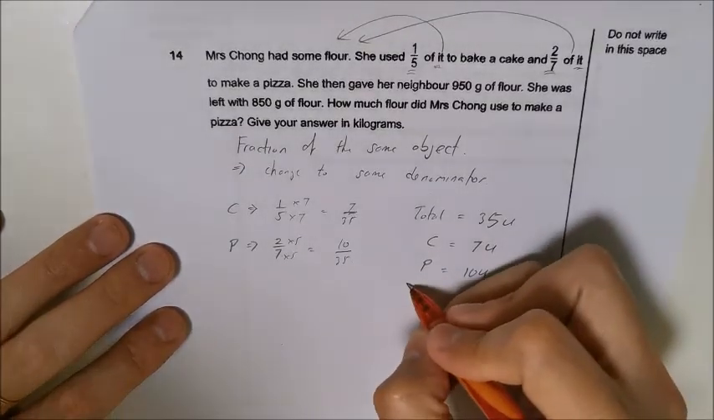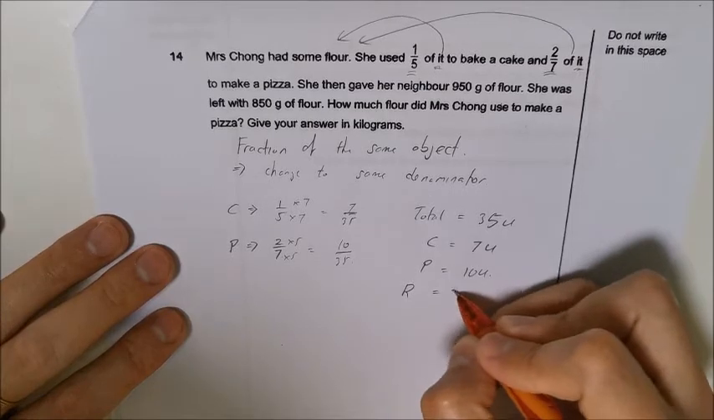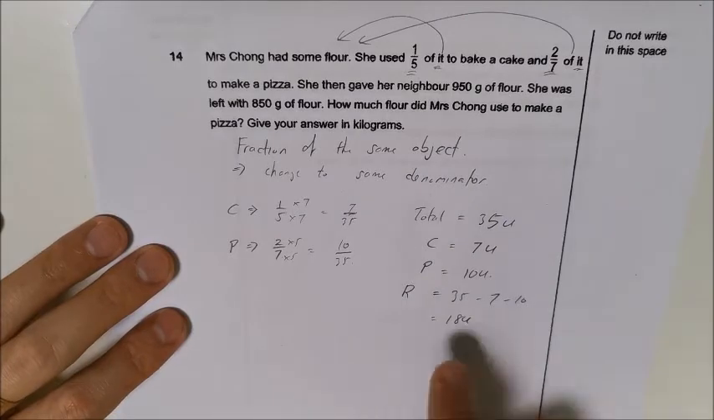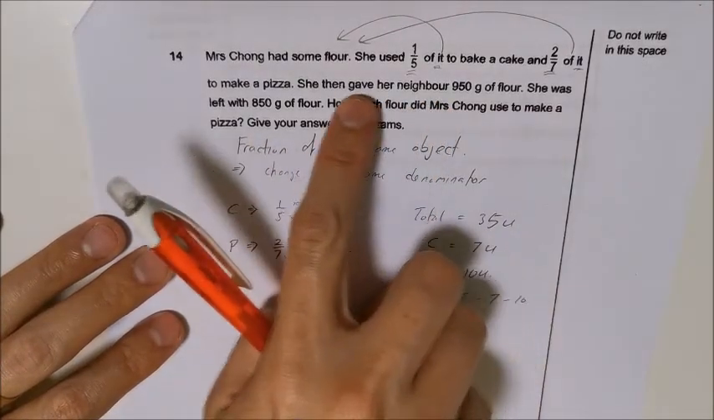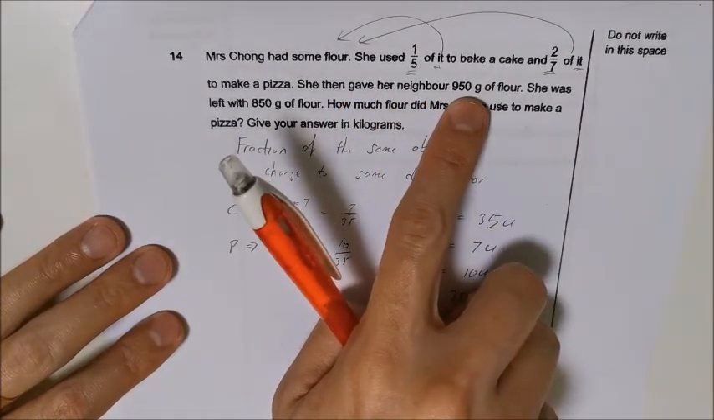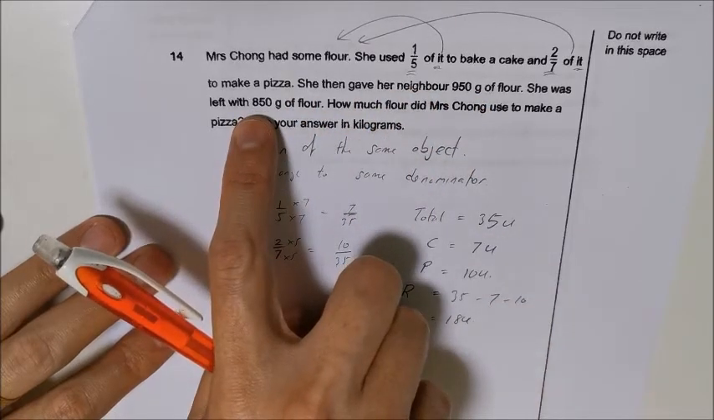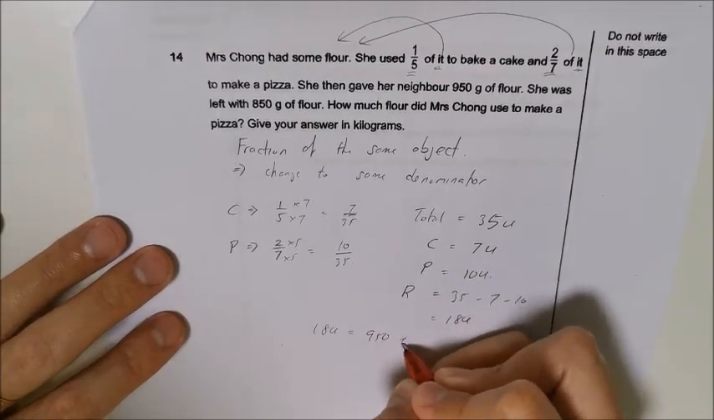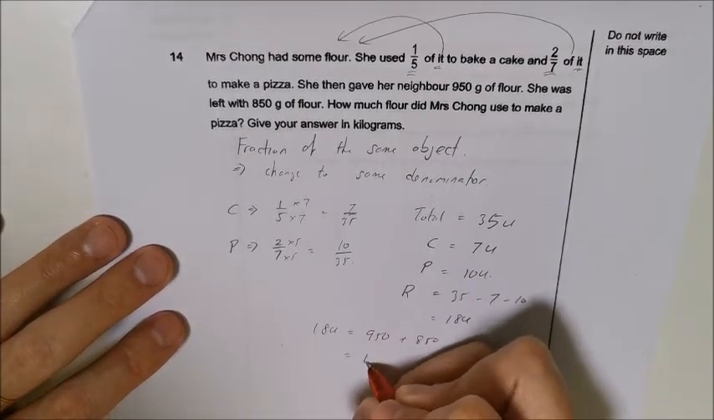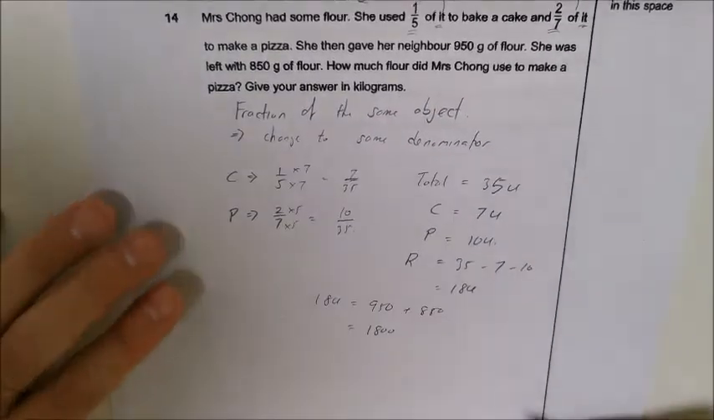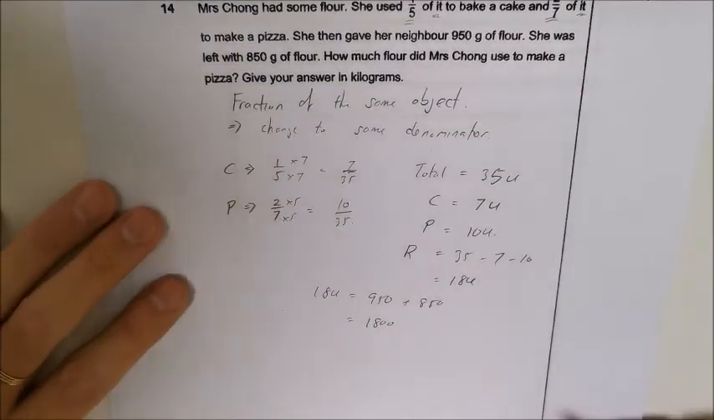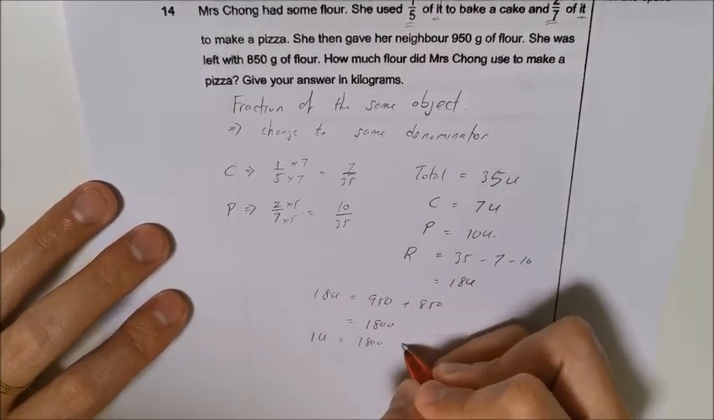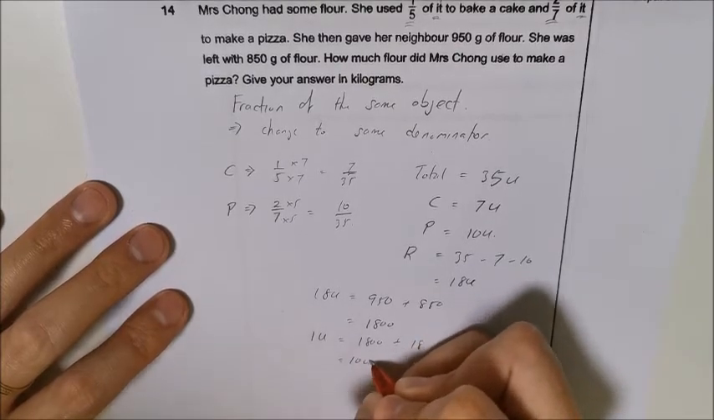So guys, what's the remaining? The remaining will be 35 minus 7 minus 10. I have 18 units. And for the remaining flour, she gave 950 to her neighbor and she's left with 850. Correct? So 18 units is actually 950 plus 850. That will give us 1800. If I have 1800, 1 unit will be just 1800 divided by 18.